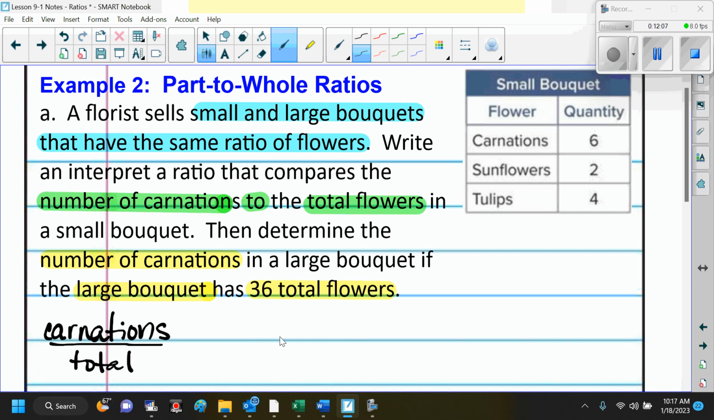6 flowers in the small bouquet, right? So this is going to be 6. And this is where we get that information, of course, in the table. 6 carnations. Now, how do I get the total?